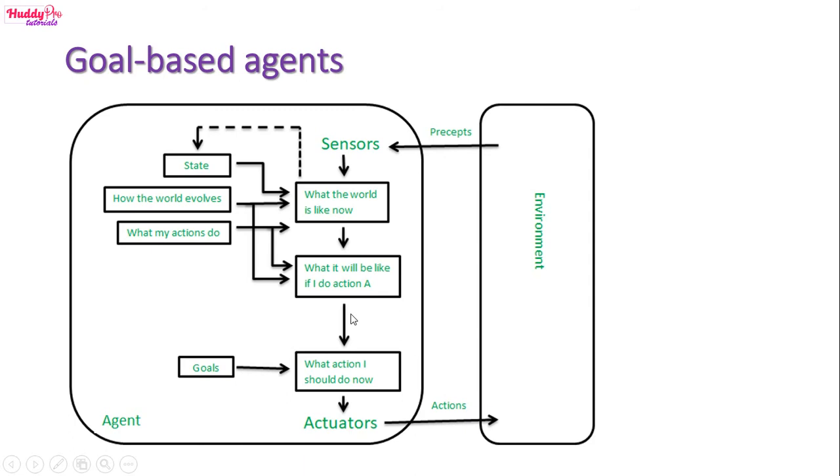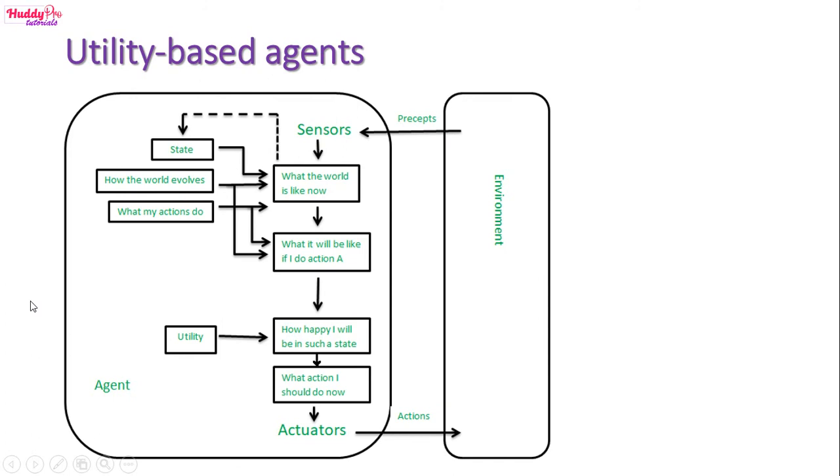So here we are saying what it will be like if I do action A. Before it takes an action, it should ensure that the action will reduce its distance from its goal. That's why they are called goal-based agents. So the goals are given to that agent, and it will choose an action to do based on the goals that are given to it. And as we have been saying, it will use the actuators to act upon the environment. So that's the goal-based agent.